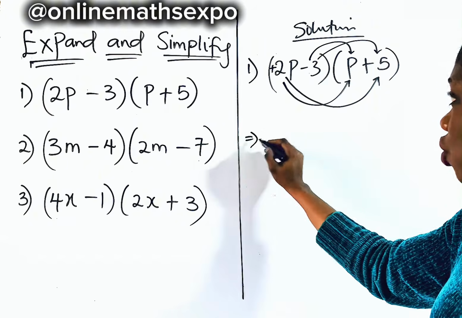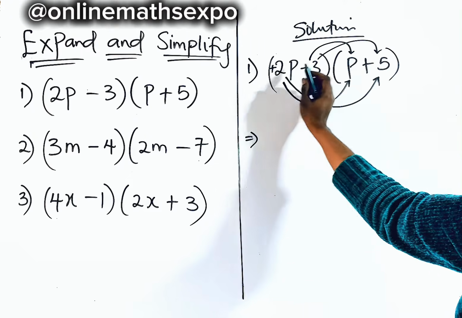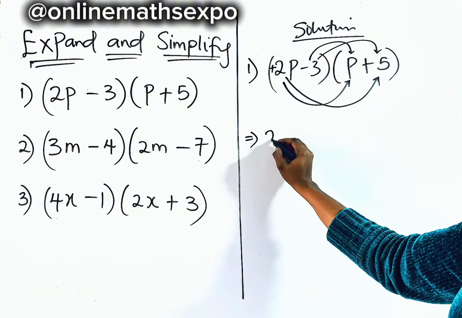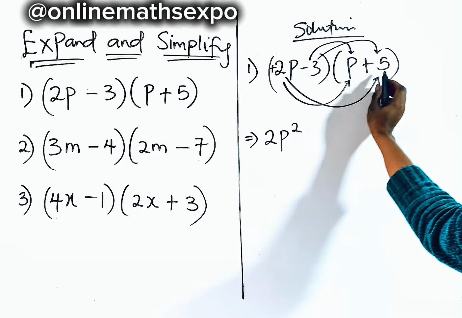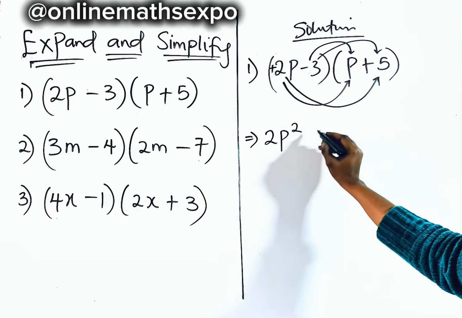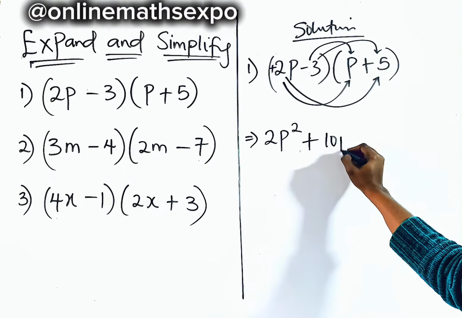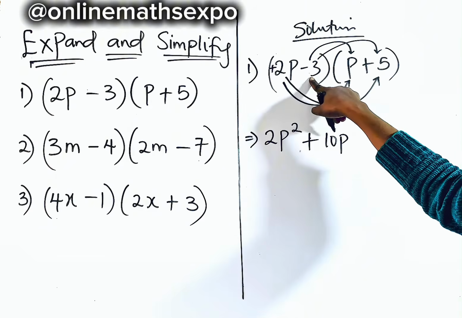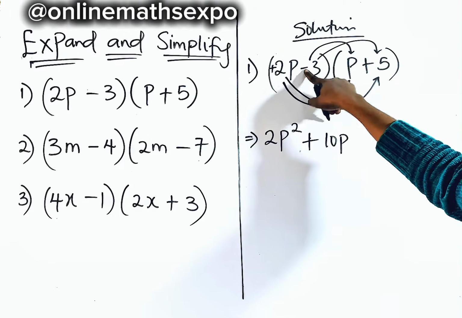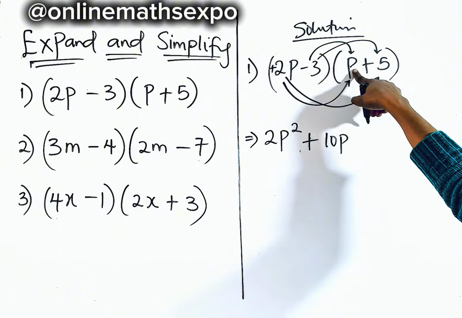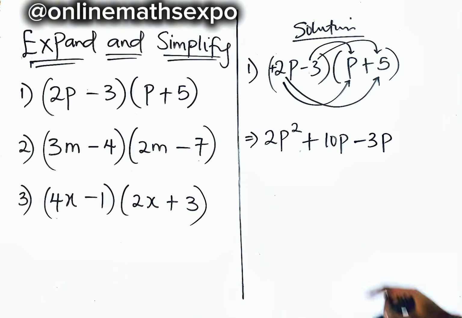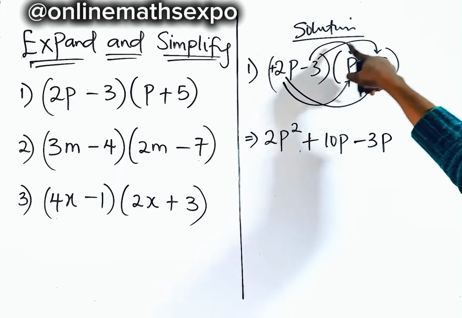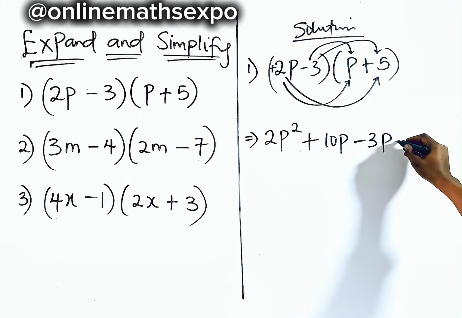And if you do that, you are going to have 2p times p, and that will give us 2p squared. 2p times positive 5 will give us positive 10p. We now go with this. Negative 3 multiplies p, that will give us negative 3p. Did you see that? Then you also use negative 3 to multiply 5. That will give us negative 15.